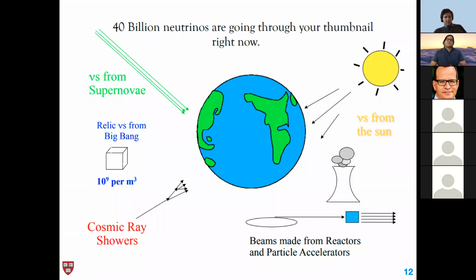There are also neutrinos that are remnant from the Big Bang, and those are about, in abundance, around 10 to the 9 per cubic meter. Anthropogenic neutrinos, I will not talk about anthropogenic neutrinos, but we can make them using accelerators or reactors.